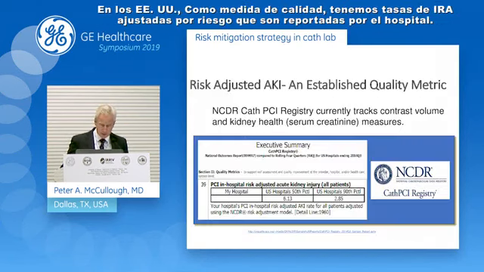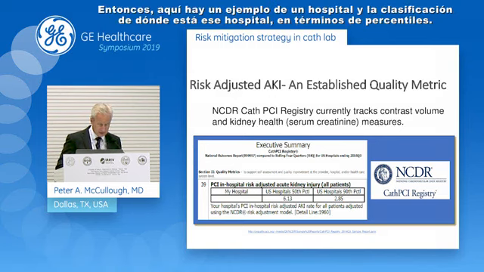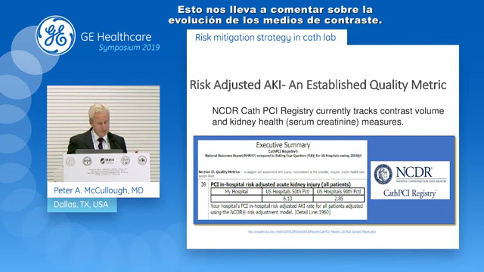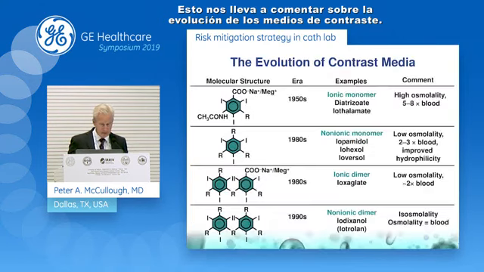Okay. In the United States, as a quality metric, we have risk-adjusted AKI rates that are reported per hospital. So here's an example of a hospital and the ranking of where this hospital is in terms of percentiles. So we do get a score in the United States, and it is being kept track of by the American College of Cardiology. So that ushers in some comments regarding the evolution of contrast media.